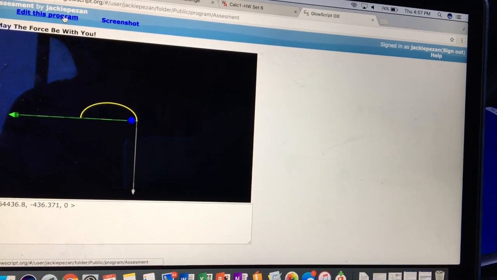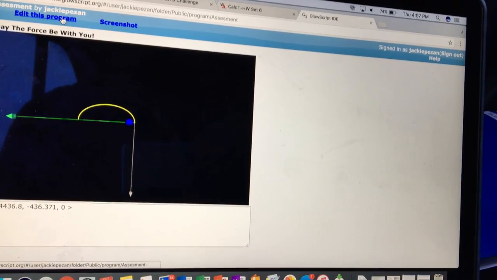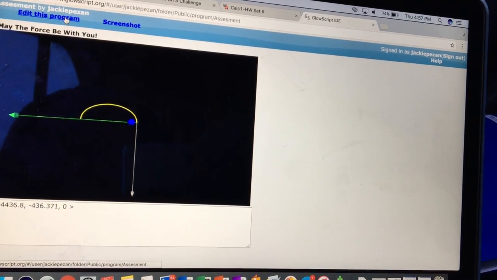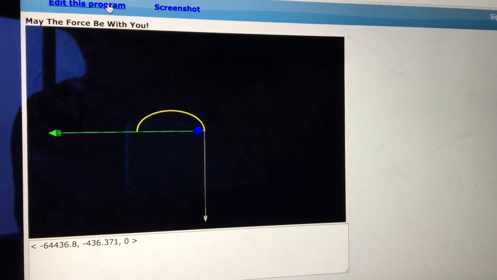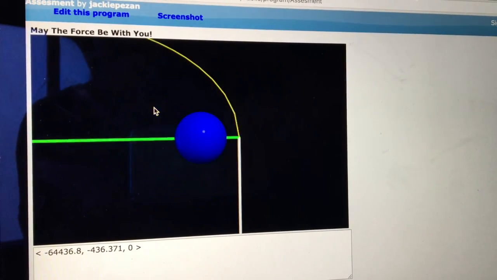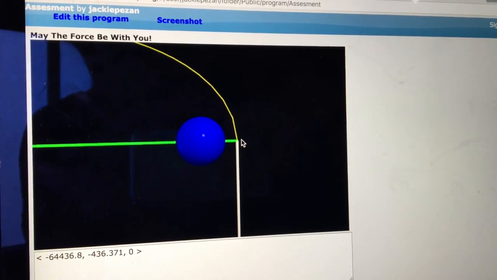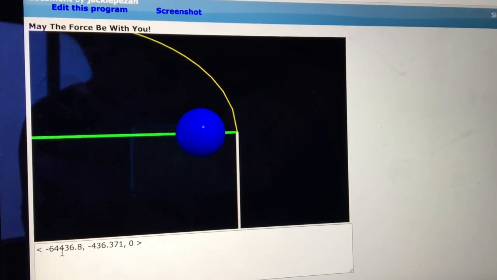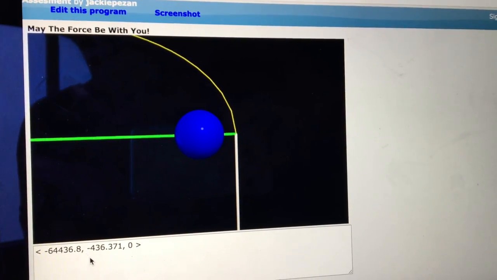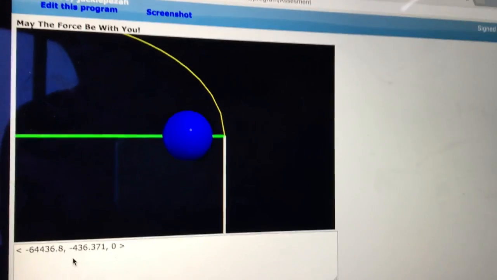Once I run this program, you can see the green arrow, like I mentioned before, is our fnet arrow, and our white arrow is the Falcon position, and they're exactly at a 90-degree angle. Here, if we zoom in, we can see that it's very close. The Millennium Falcon, which would be here, is very close to the Death Star, and this would be its closest point, making our force negative 64,436.8, negative 436.371, 0. And that's the end.